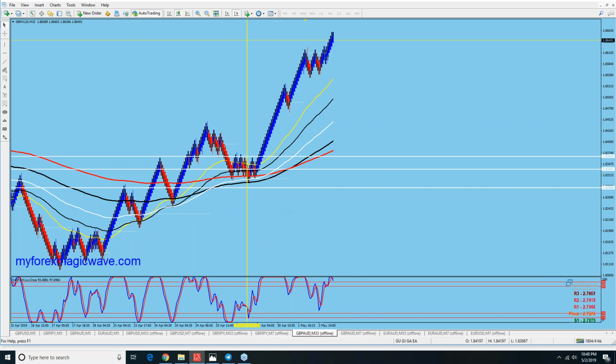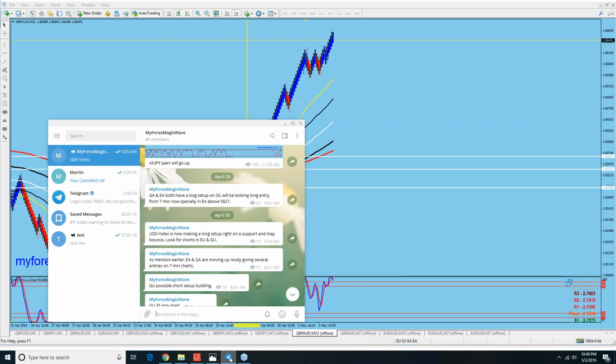Now this is my Telegram channel. On April 29, I sent a message there to my subscribers. The GA and EA mean pound Aussie and euro Aussie. Both have a long setup on 33. Now we will be looking for a long entry from the 7-minute, especially in EA above 58.27.